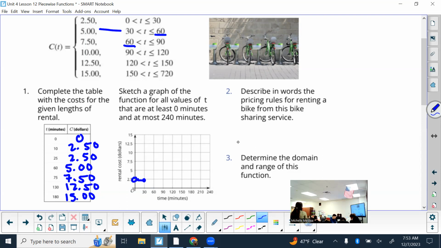And that's my first interval. My next interval starts at the 30, but it doesn't include the 30. Okay, but what's the output for the next interval? 5. So I need to go to 30 up to 5.